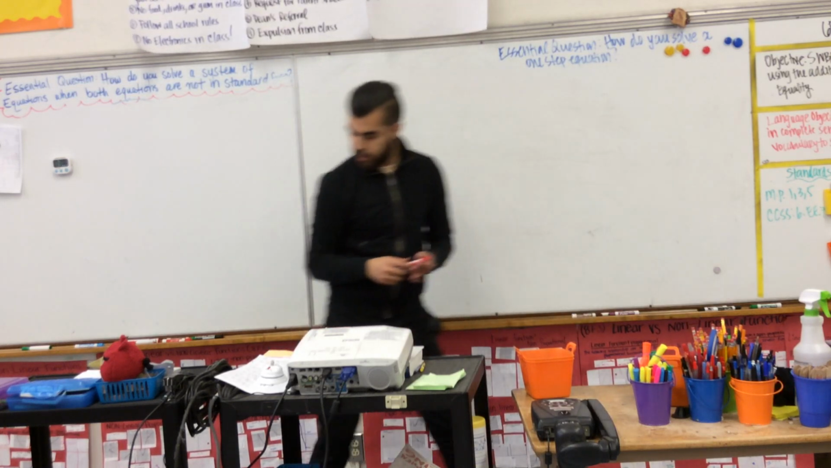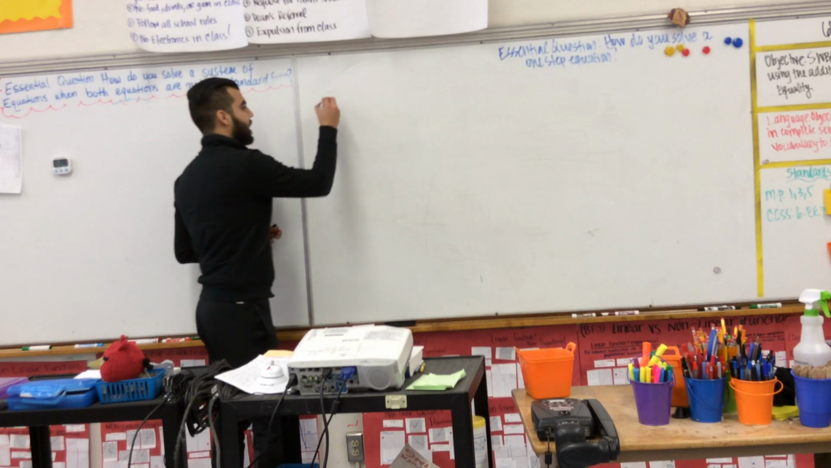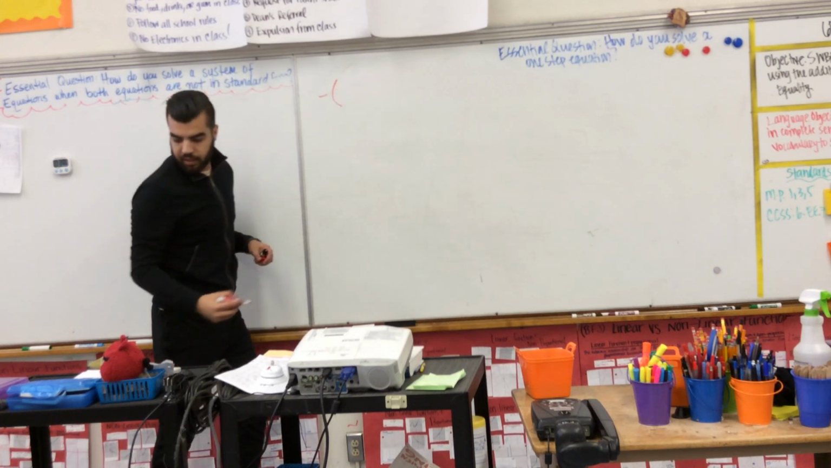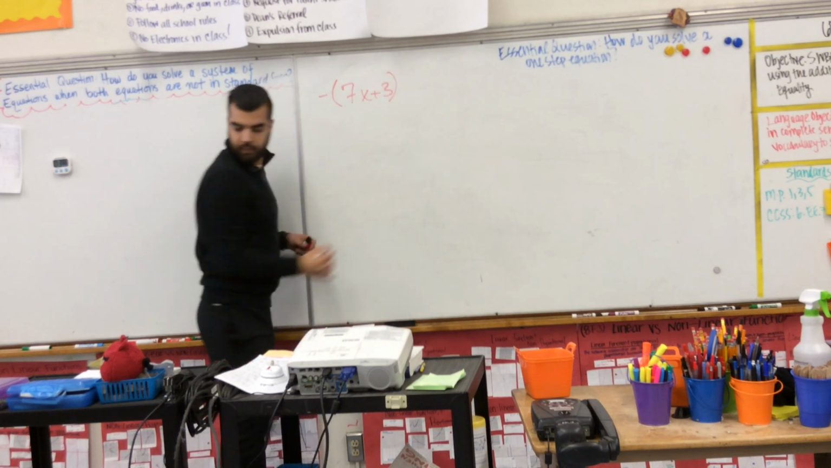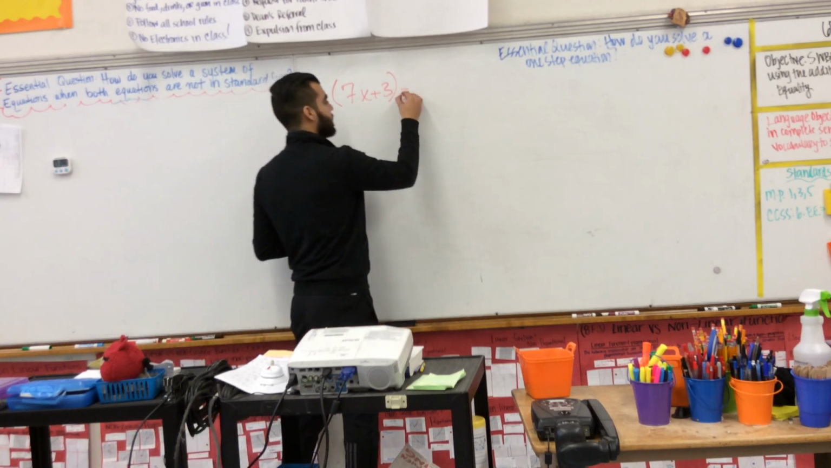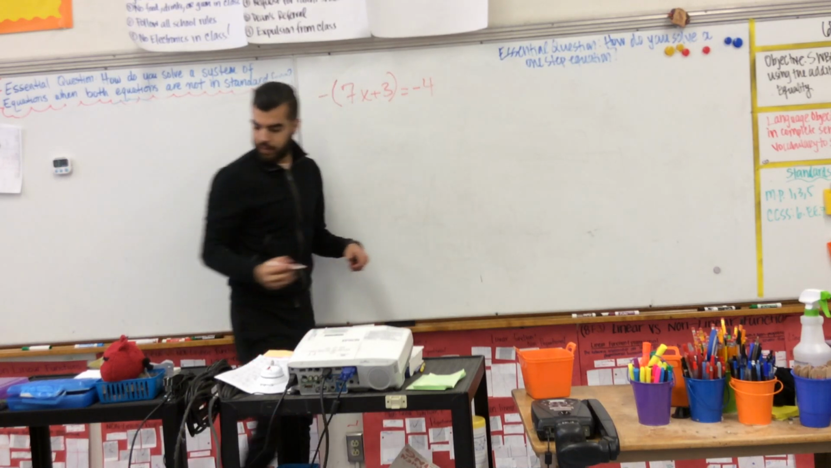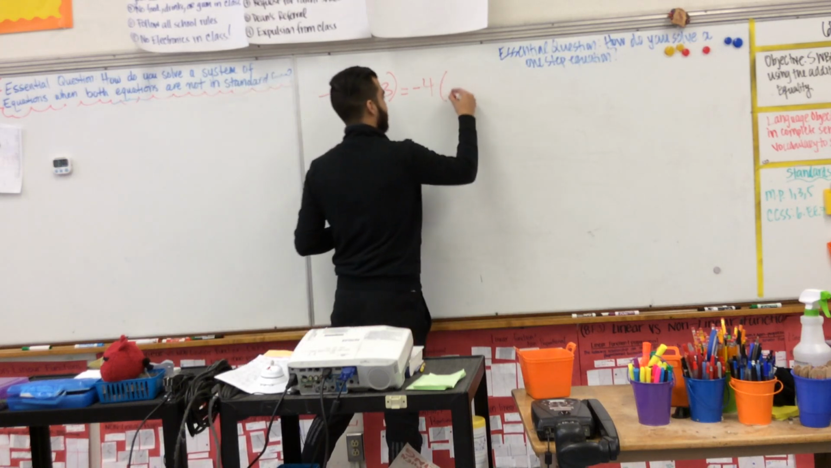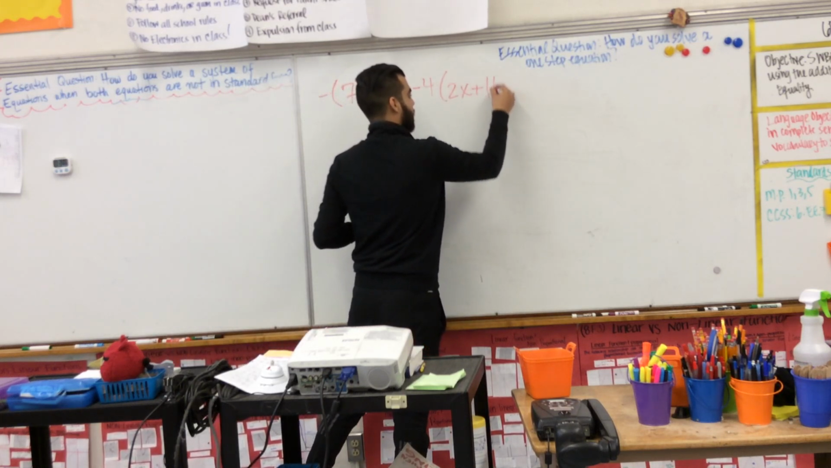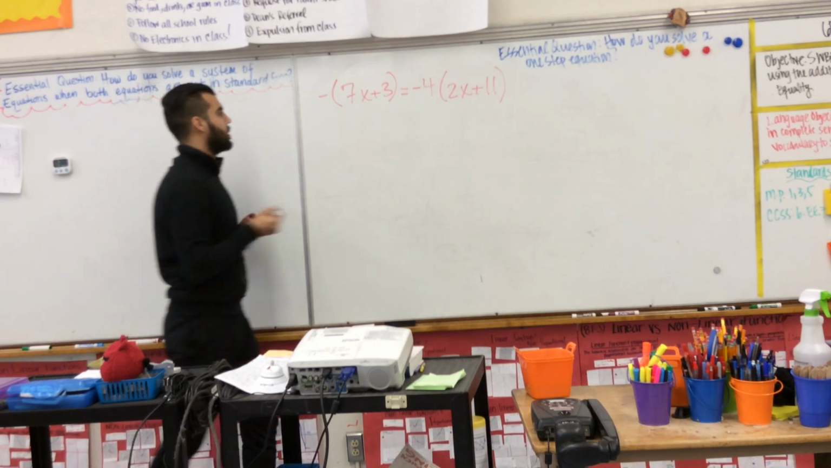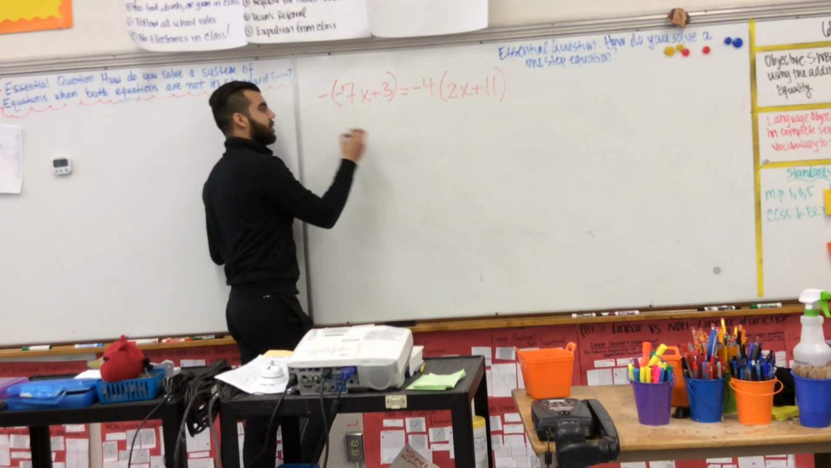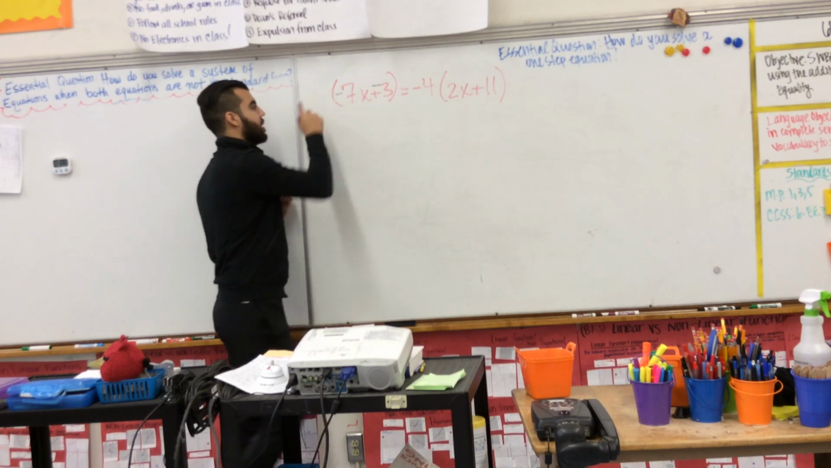Okay, so the next one says we have a negative parentheses 7x plus 3 equals negative 4, 2x plus 11. Okay, distribute the negative sign. This becomes a negative, this becomes a negative, that's gone.